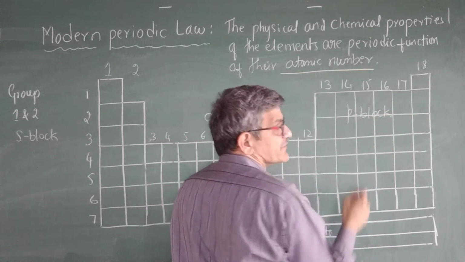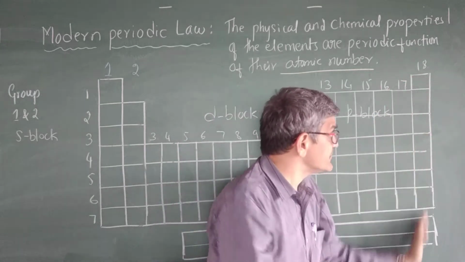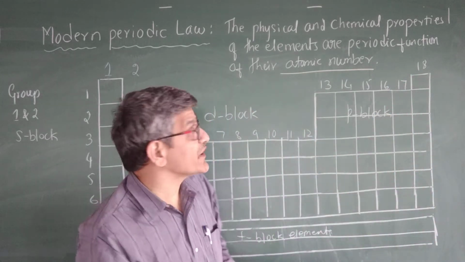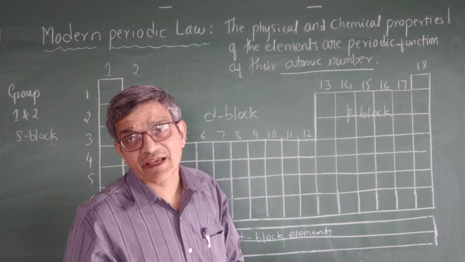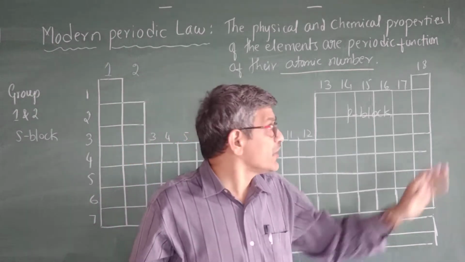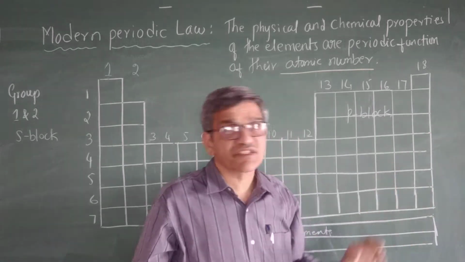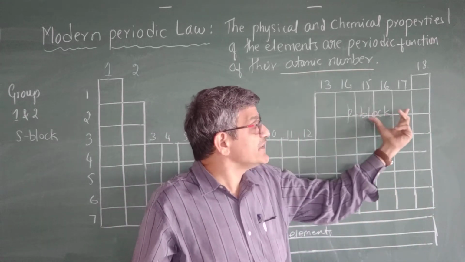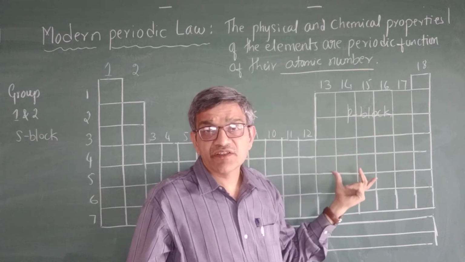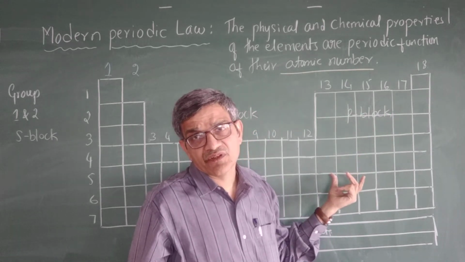16, 17, 18. This 18th group element is also called a noble gas, or inert gas, because the outermost shell is completely filled. Whereas the P block elements from 13 to 17 are partially filled.